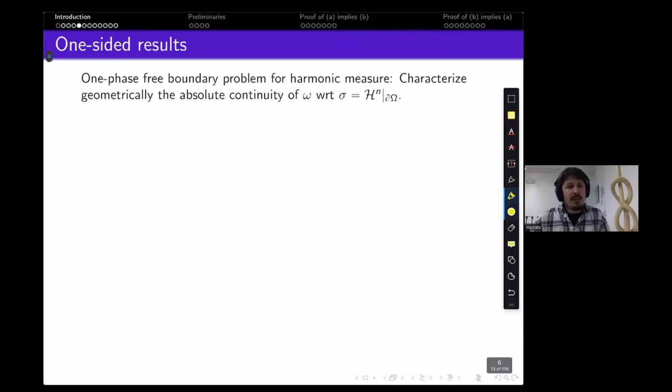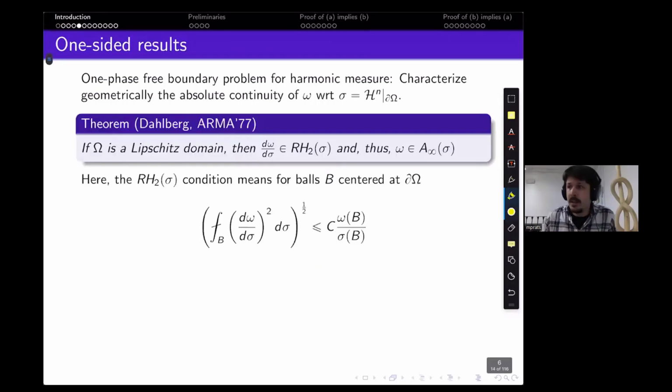Now, what is the one-phase free boundary problem for harmonic measure? It consists in characterizing geometrically the absolute continuity of the harmonic measure with respect to the surface measure. We have already talked about this in other talks. Let's say this first result by Dahlberg, which says that if omega is a Lipschitz domain, this is geometric information, then the density of omega with respect to sigma satisfies a reverse Hölder condition with exponent 2. This is the reverse Hölder condition.